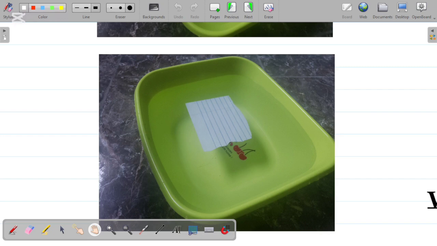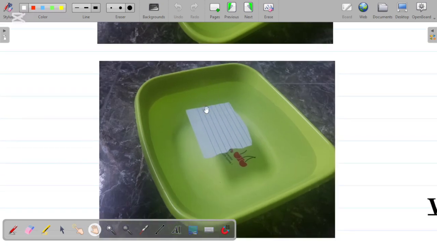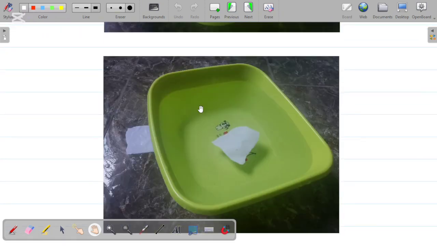And why is surface tension acting here? Because the molecules on the surface of the water are attracted to each other. So for this paper to sink, it has to break the bond between the molecules. So if you forcefully drop the paper on the water, it will sink because it has broken the bond between the molecules.